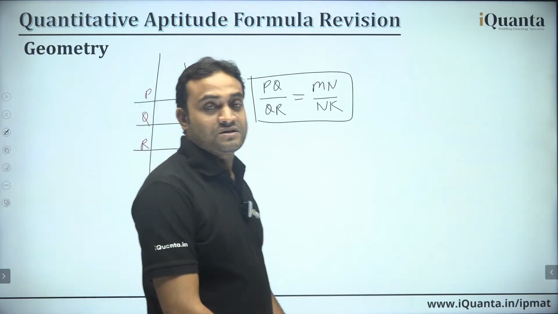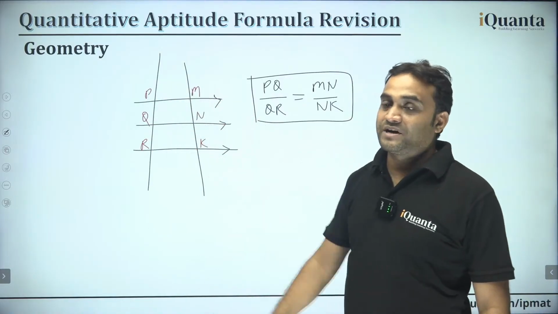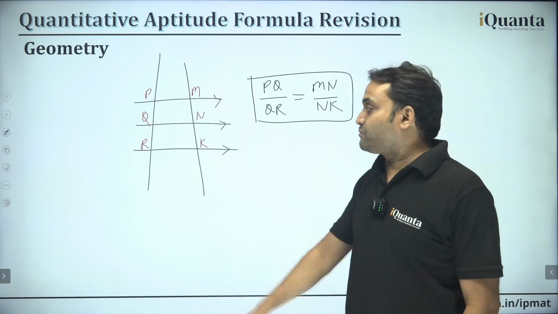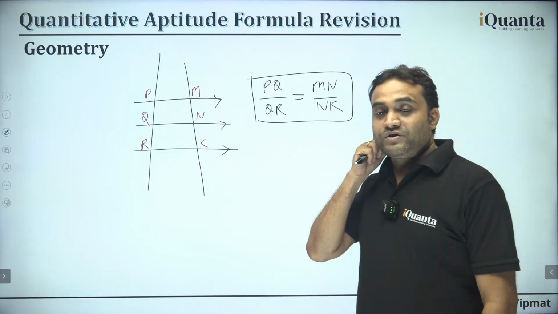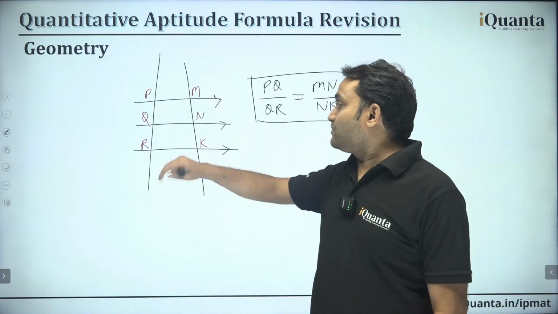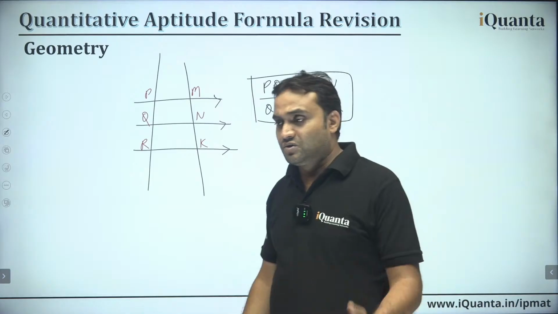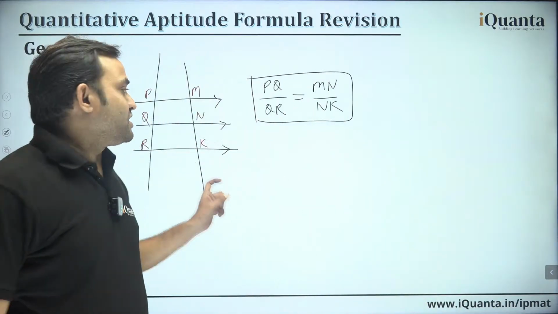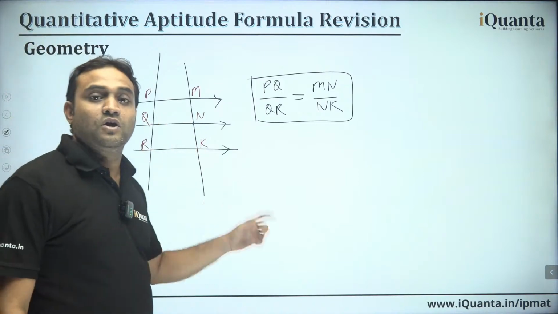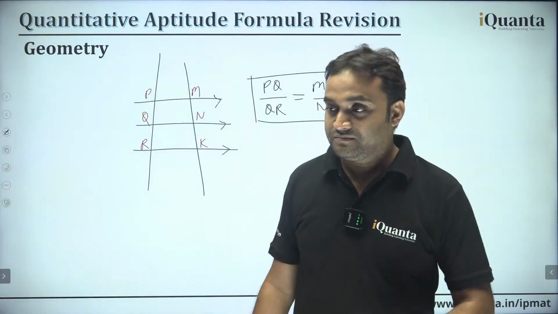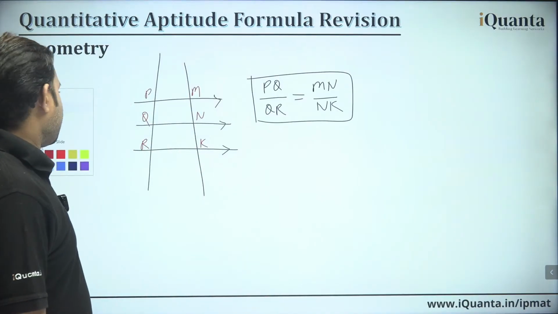The ratio of corresponding segments will be equal. PQ upon QR is equal to MN upon NK. Or we can also say that PQ upon PR will be equal to MN upon MK, and so on. So whatever segment you are taking here, you need to take the same segments here, and the ratio will always be equal. Okay. So these are about angles and the lines.